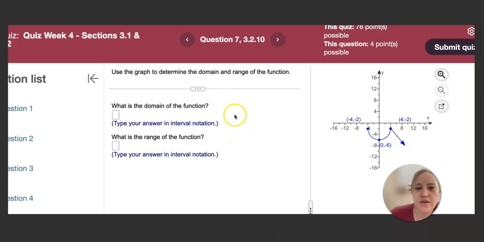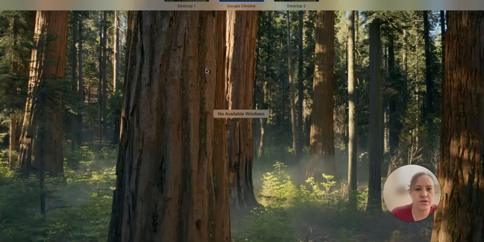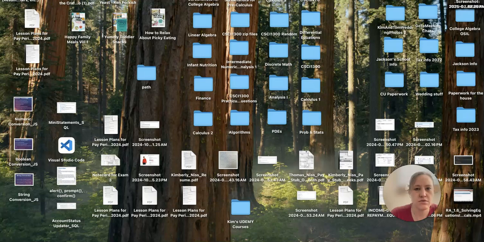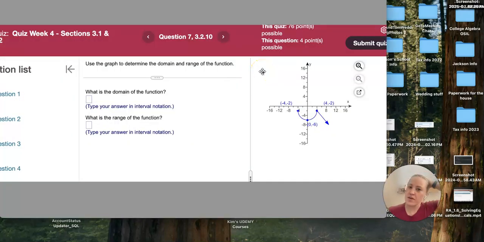So for this one here, hopefully you can see it. Again, this was quiz week 4, sections 3.1 and 3.2, and for this one in particular, you were simply asked to find the domain and range of the function. So you were given a graph, and all you needed to do was find the domain and the range. Well, the domain is all corresponding x values, the range is all corresponding y values.